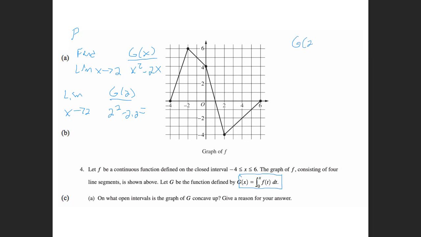So g of 2 is equal to the integral from 0 to 2 of my function. Sorry about that. So I'm going from 0 to 2. Well, guess what? This area above here is exactly the same area as this down here. So this really turns out to be 0. So I have the limit as x approaches 2, 0 over 0.